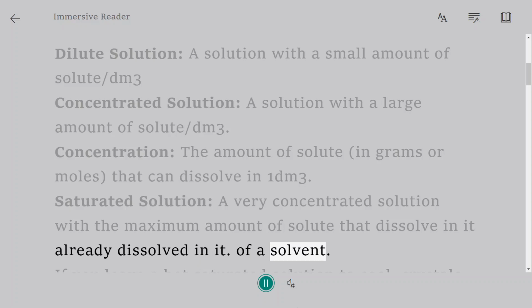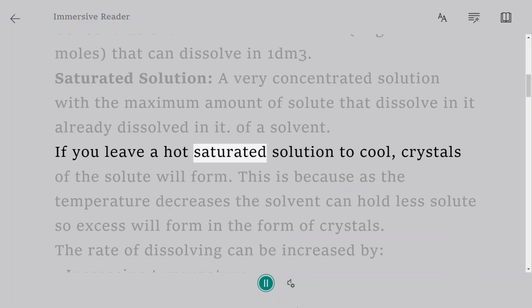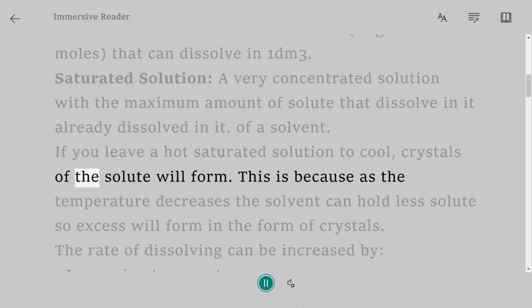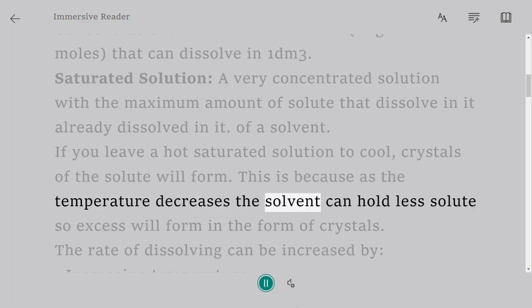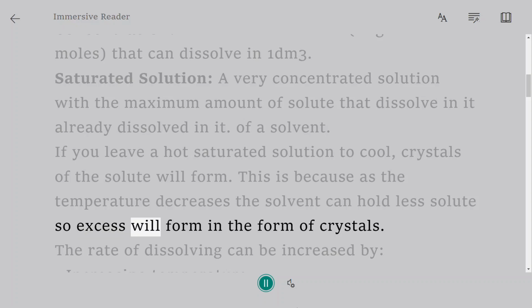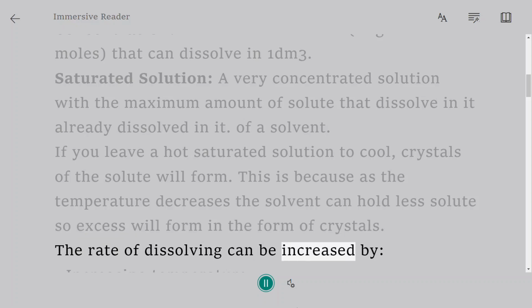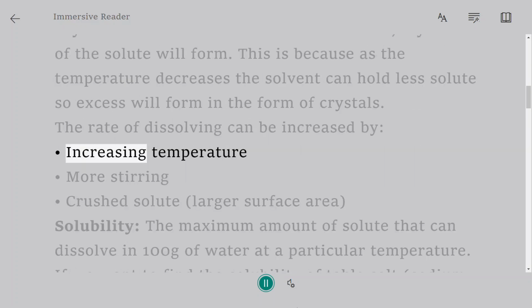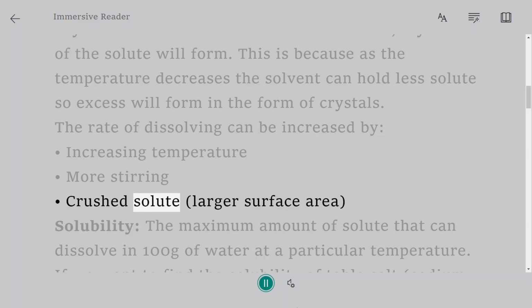Of a solvent. If you leave a hot saturated solution to cool, crystals of the solute will form. This is because as the temperature decreases, the solvent can hold less solute, so excess will form in the form of crystals. The rate of dissolving can be increased by increasing temperature, more stirring, crushed solute, larger surface area.